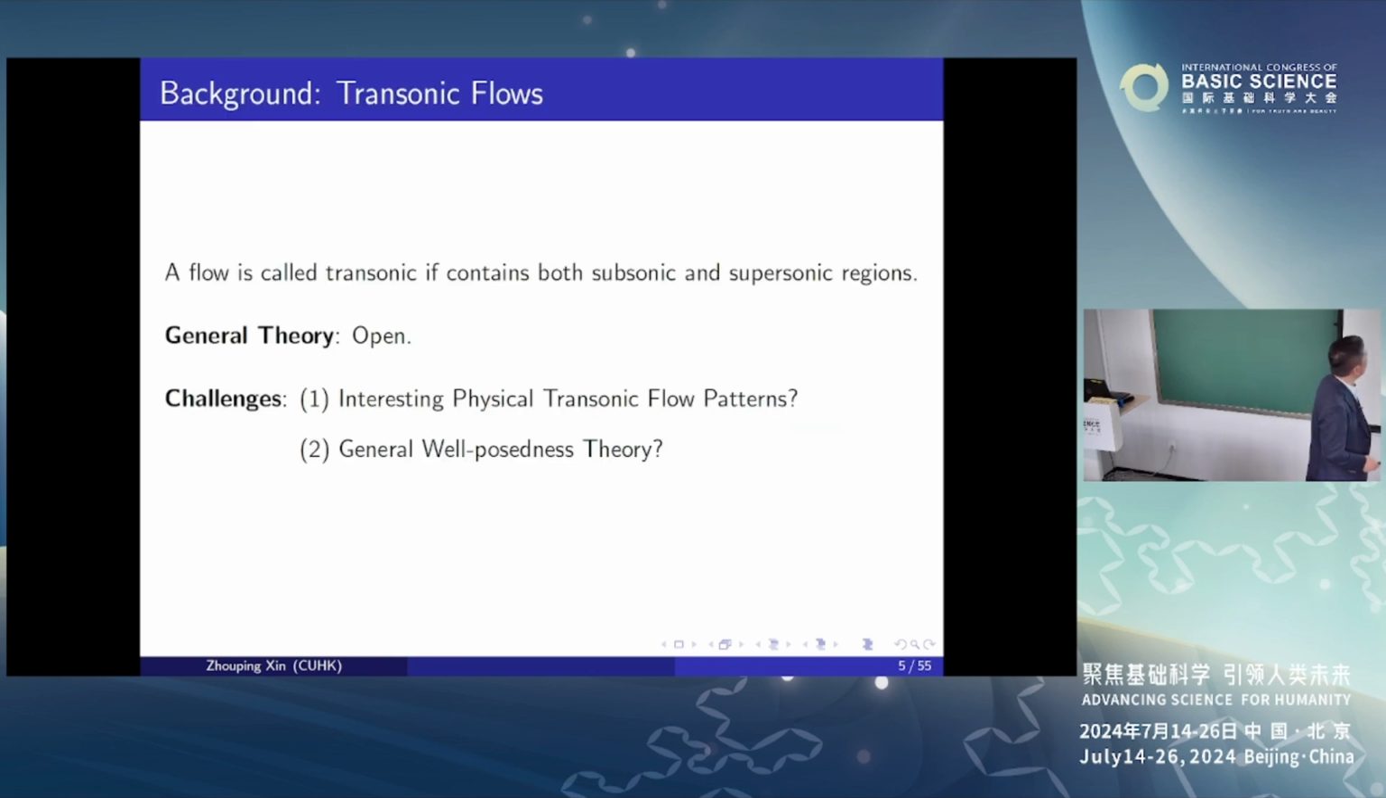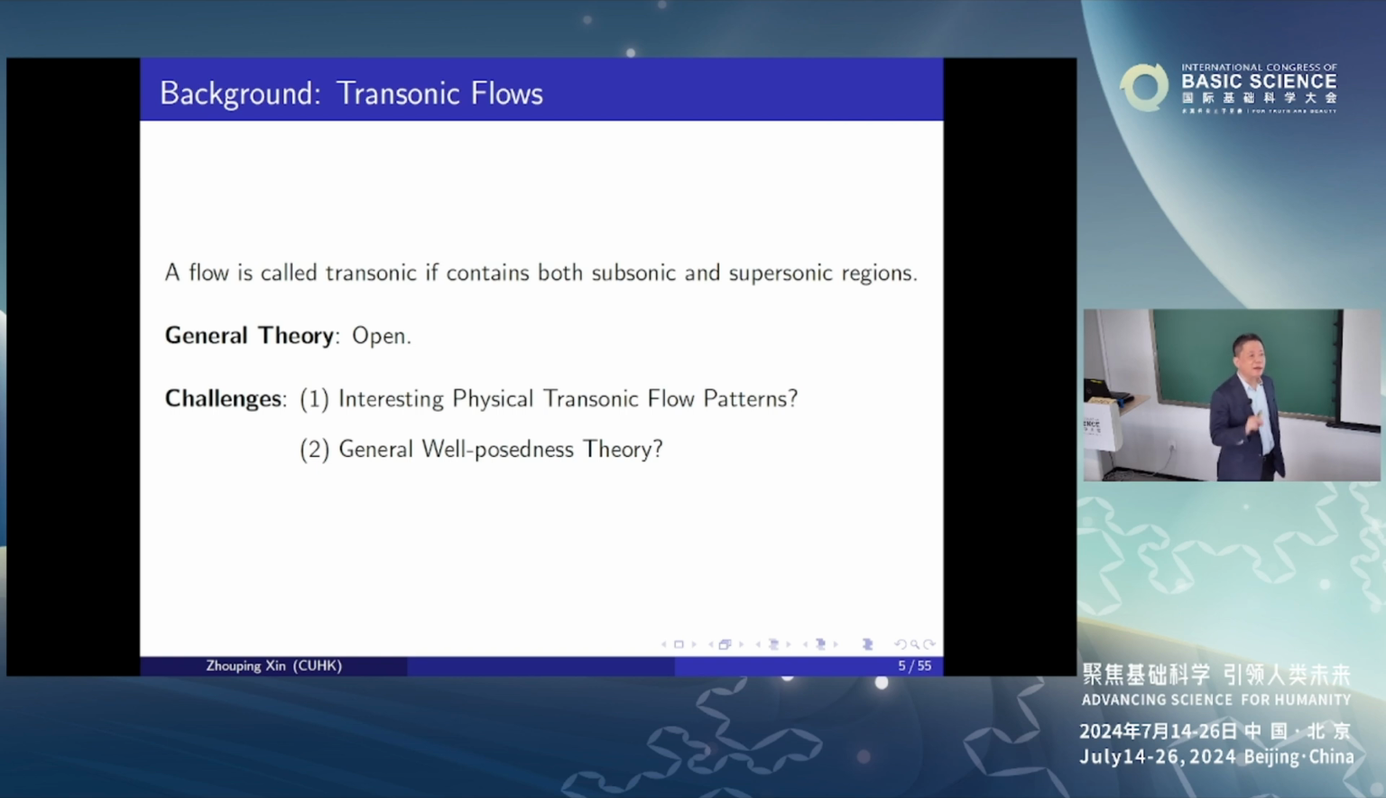Okay, so since the equation changes type, and since the degeneracy, if a flow contains subsonic, supersonic, and sonic regions, the degeneracy, as Dehua discussed, is completely open.